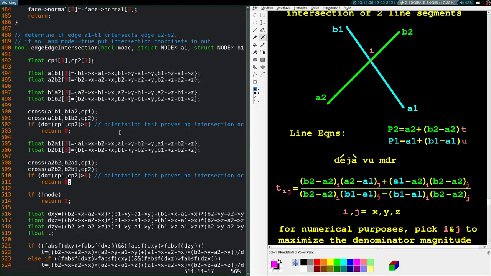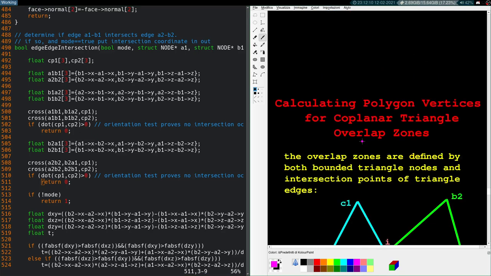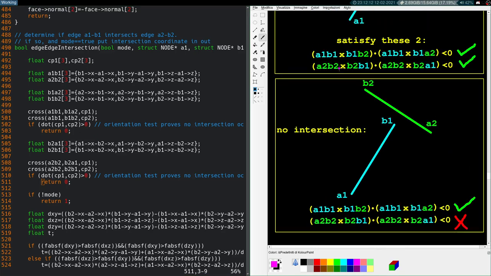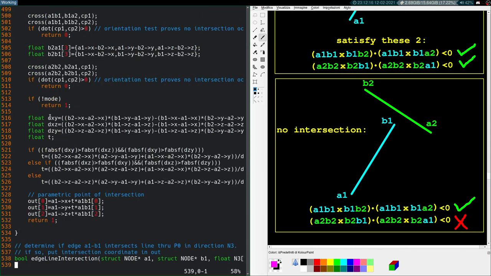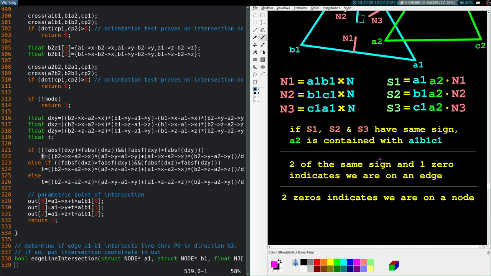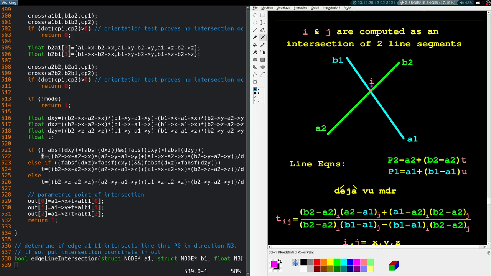So basically it computes these cross products here and dot product them together. That's what I said before. That's this. If those are satisfied, it basically goes on and it computes the denominators. It picks the largest denominator, evaluates the corresponding T value. And with that corresponding T value, we can compute the I value here and return it. Very simple.